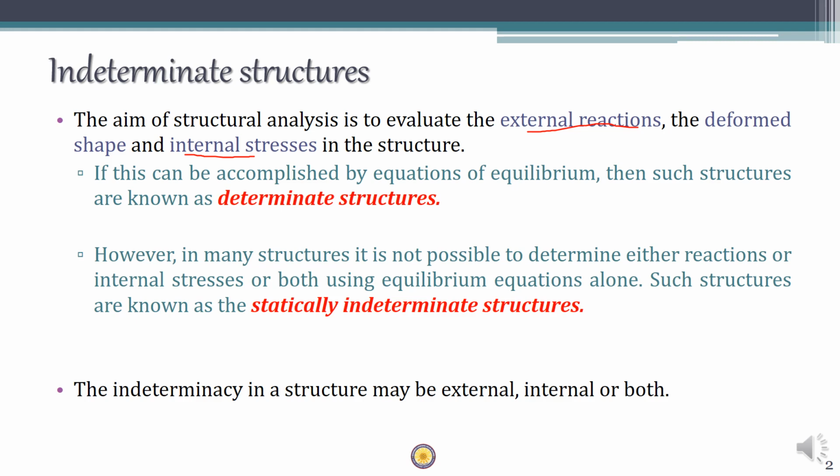Those structures in which only the equilibrium equations are enough to solve the entire structure are known as determinate structures. In practice, most structures are actually indeterminate structures. Indeterminate structures are those for which the equilibrium equations alone cannot solve the structure completely. Indeterminacy in a structure can be external, internal, or both. We'll see this in detail later.